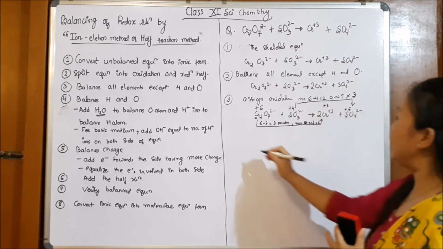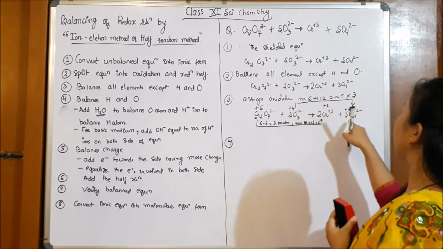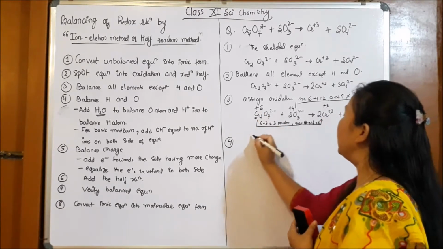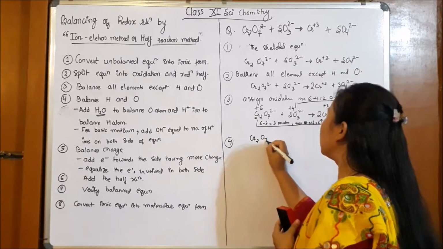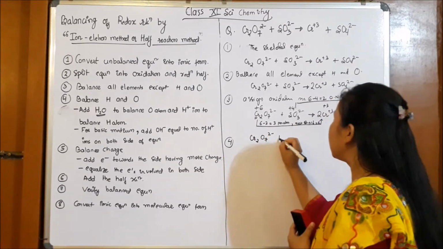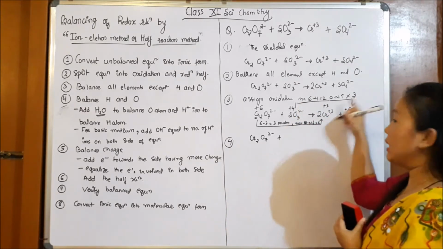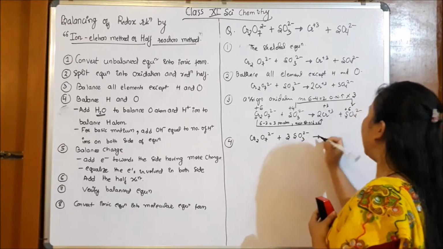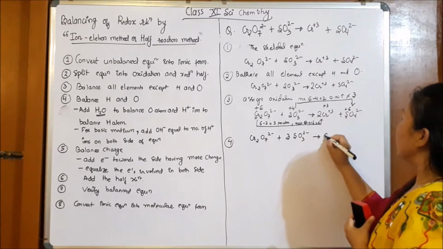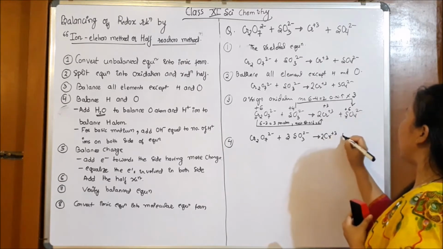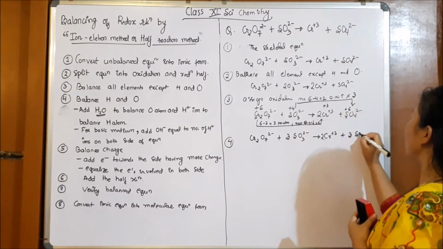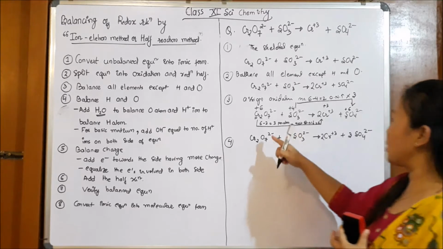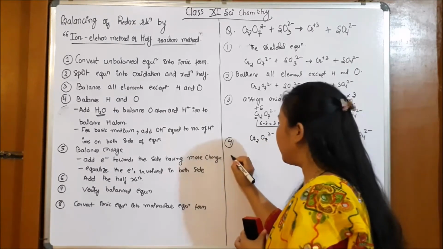Now after multiplying, SO3 2 minus and SO4 2 minus get multiplied by 3. What does your equation become? There will be no change on the chromium side. Cr2O7 2 minus plus 3SO3 2 minus gives 2Cr plus 3 and 3SO4 2 minus. Now this is your equation after making the change in oxidation number the same.